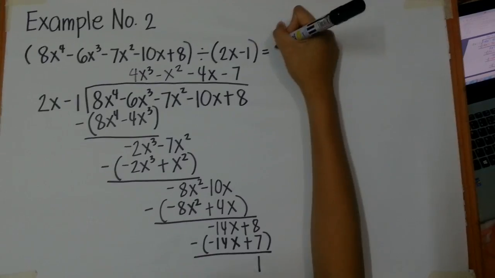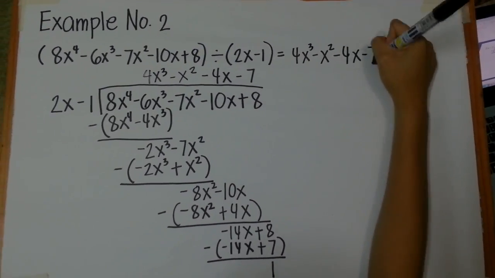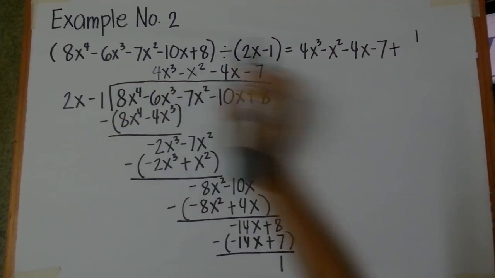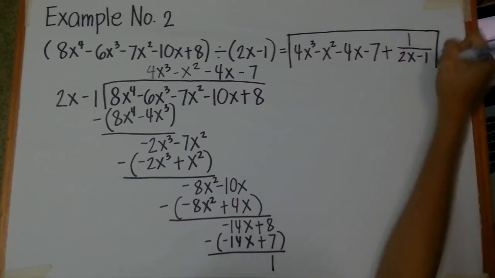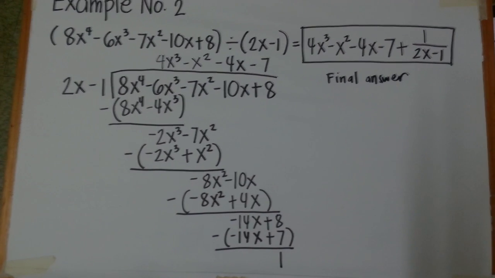Our final answer is 4x cubed minus x squared minus 4x minus 7 plus that would be the remainder 1 over the divisor, which is 2x minus 1. This would be our final answer.